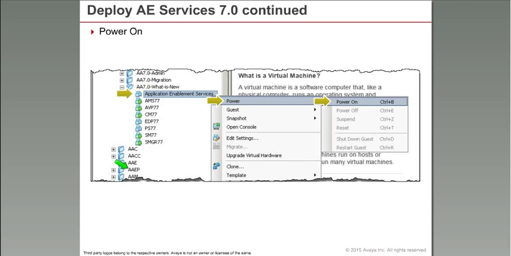And then you can, if you didn't take the option of powering it up, right mouse click on the virtual machine up here. Sorry, right mouse click on there, power on. So that's how to deploy the AES in the VE environment.